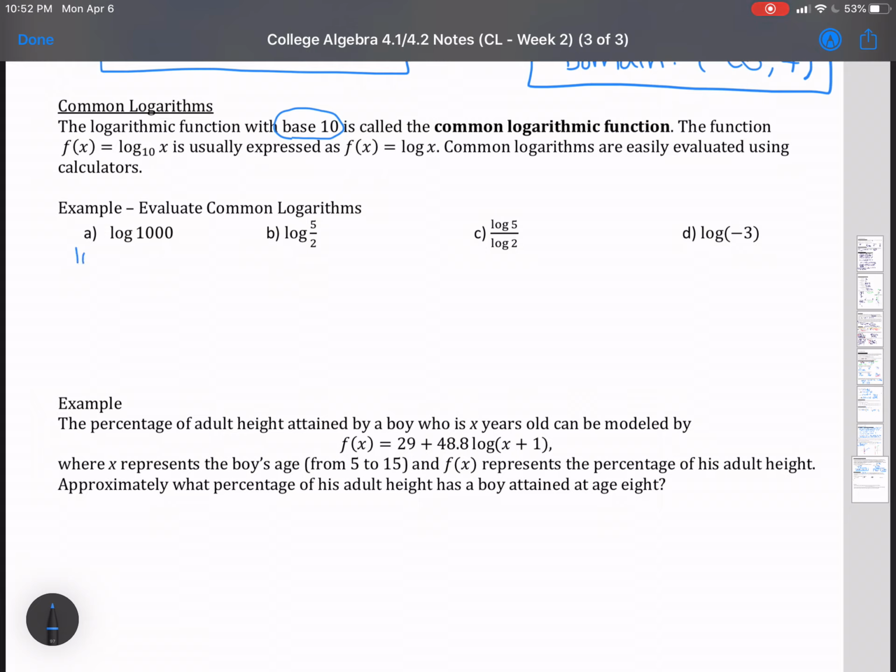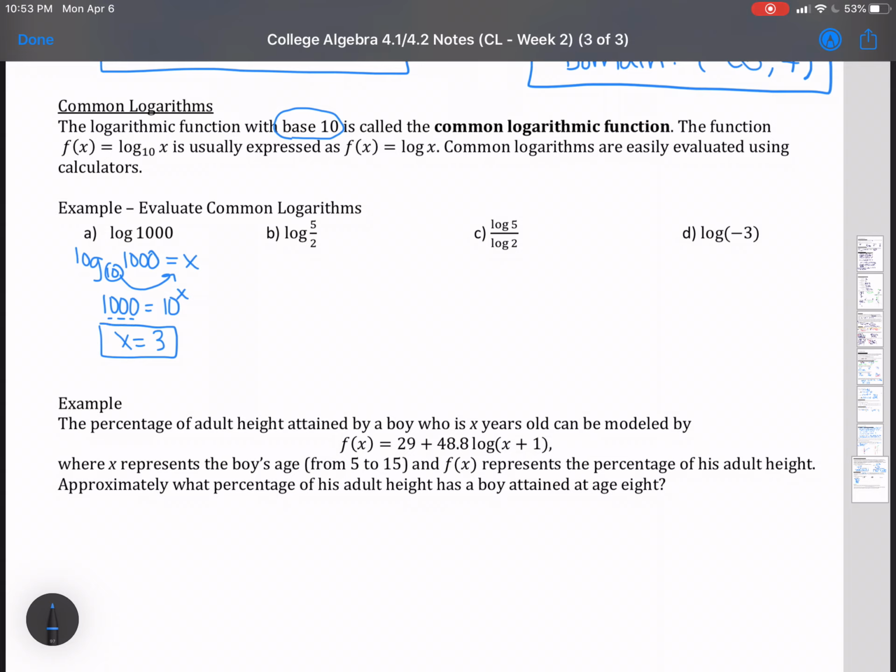Okay, so we can look at this log of 1,000. We know that that means log base 10 of 1,000. So if we want to evaluate that, set it equal to x. So we have loop and swoop, 1,000 equals 10 to what power? Easiest way to do tens is based off how many zeros there are. There's 3. So that means x equals 3.